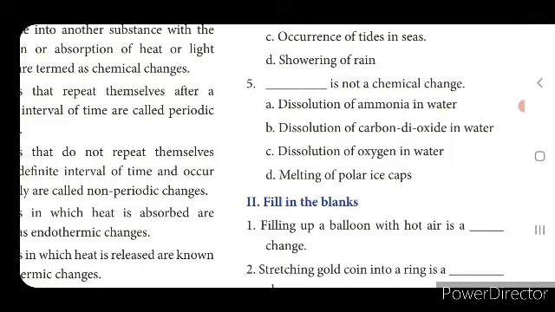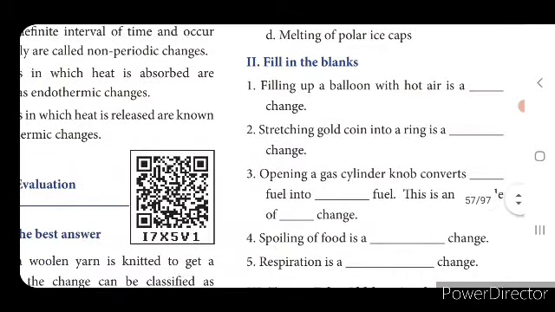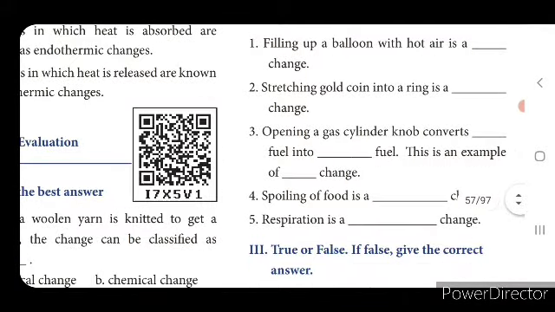Dissolution of ammonia in water, dissolution of carbon dioxide in water, dissolution of oxygen in water, all the three are chemical changes. Okay, only melting of polar ice caps is not a chemical change. Clear, children? So filling up of a balloon with hot air is a physical change. Stretching gold coin into a ring is a physical change.